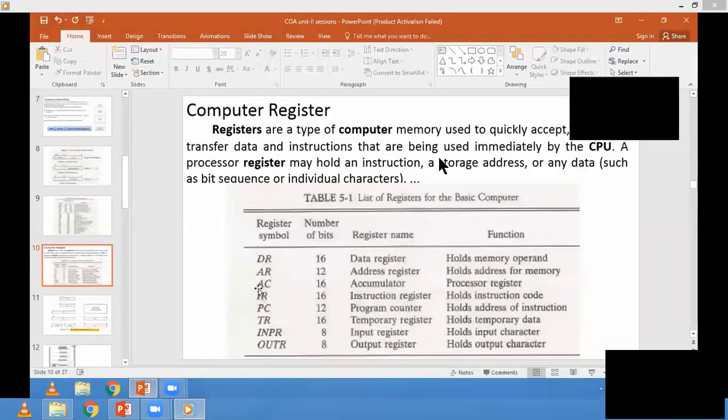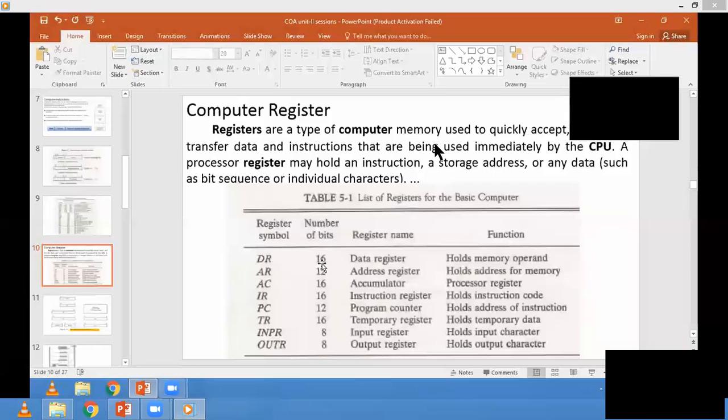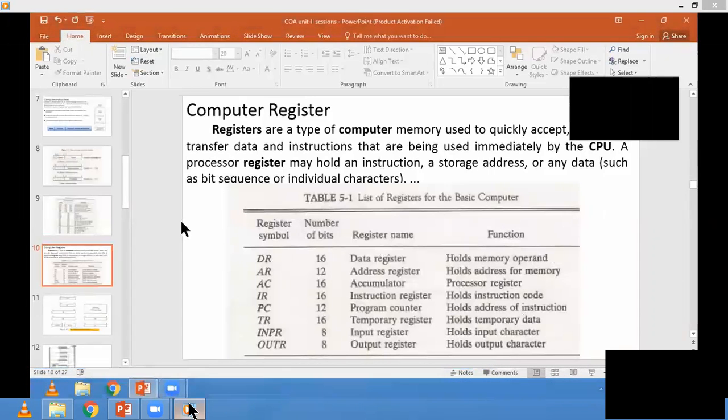Any computer has many registers, like here you have a DR register (data register), address register, and accumulator. You have the instruction register, PC (program counter), TR (temporary register), input register, and output register. So those are the registers, the bits they will hold, and the function they will perform.